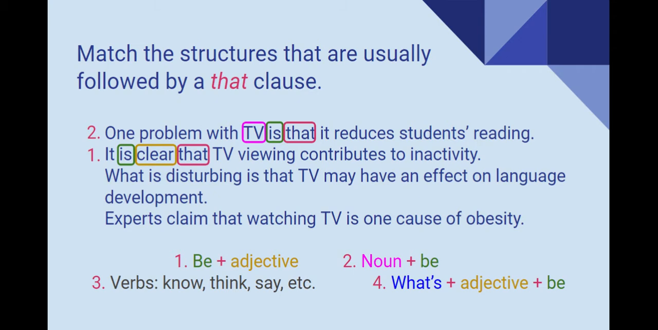What is disturbing is that TV may have an effect on language development. This is structure number four. What is, adjective, and verb to be. And the last one, experts claim that watching TV is one cause of obesity. Here is structure number three. We have a verb, for example, know, say, or others, and then a that clause. Great.